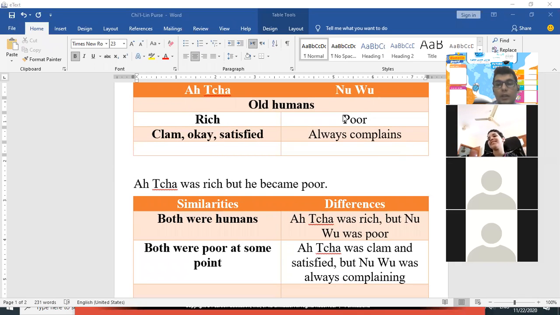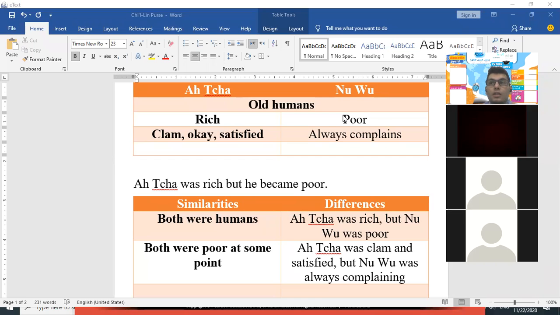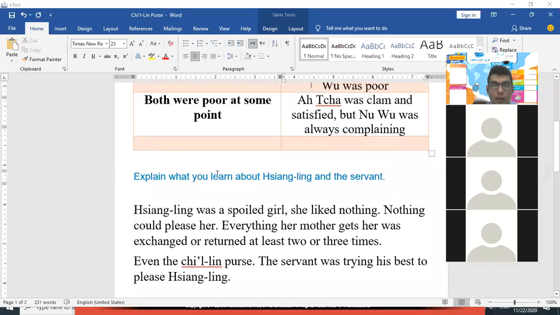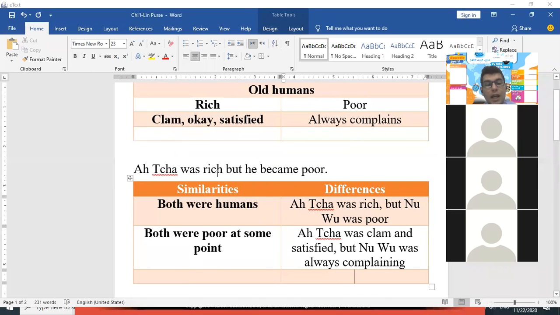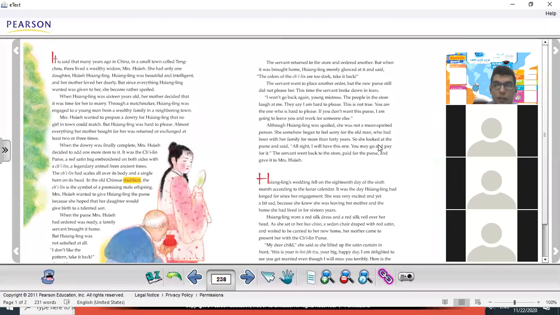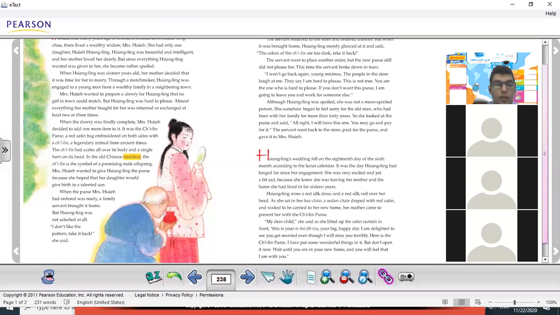Omar, Ahmed, Mohsen. So tell me, please, for comparing, we say the similarities or the differences? The similarities, very good. And for contrasting, we say the differences, very good. So it's very important to compare and contrast anything, right? Because we know the similarities and the differences. Very good. And we have read before page 238.